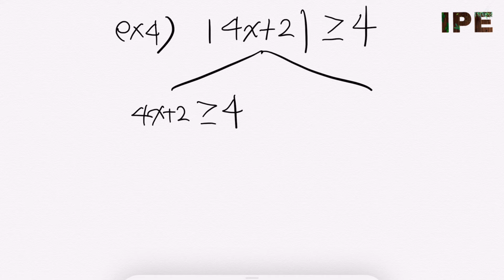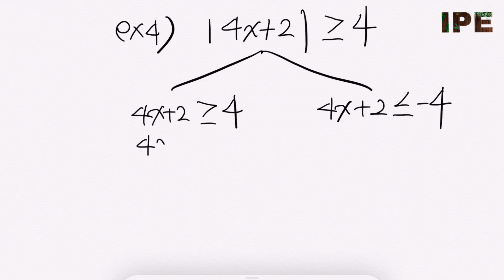That means that value is greater than 4, definitely. But what if negative 4? On the negative side, less than negative 4, like negative 5, negative 6, those numbers as well. The distance is greater than 4 from 0. So 4x plus 2 is less than or equal to negative 4. So solve these two inequalities.